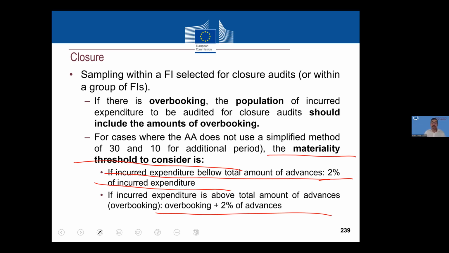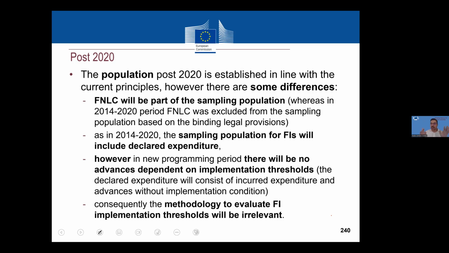advances. Again, this is relevant if you are not using the simplified methodology, where you automatically decide that you are going to audit 30 or 10 additional items. But in some cases, it may be beneficial for you to use a statistical formula, and it may happen that for a new period, you don't even need to cover the 10 additional items. You can just cover 5 or 6 additional items if you decide to use a statistical formula. And this is about closure, and I just have a few more slides about the post-2020.